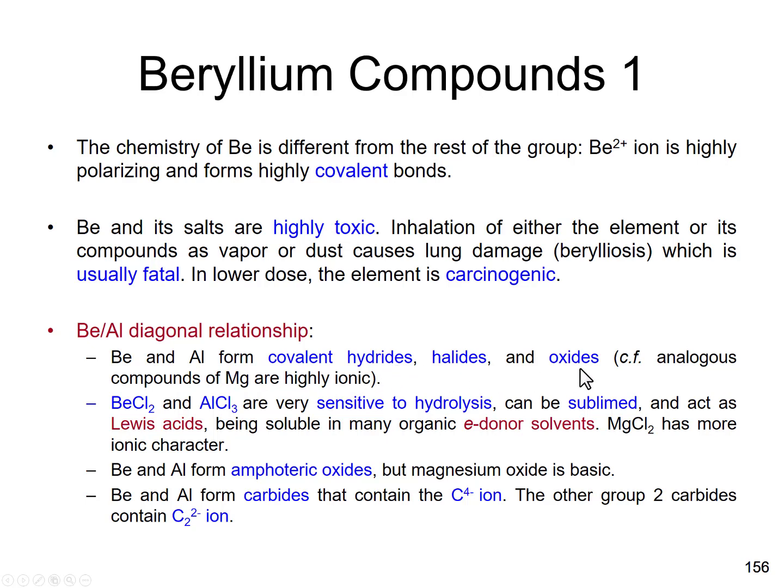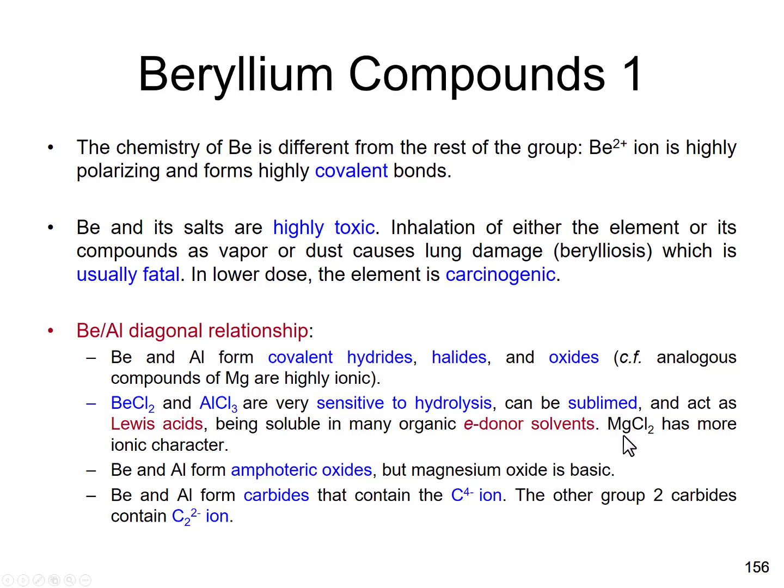The halides and oxides are also more or less covalent, and that is different from compounds that are formed by magnesium, which are highly ionic. Barium chloride, for example, and aluminum chloride are very sensitive to hydrolysis. They can be sublimed and act as Lewis acids, being soluble in many organic electron donor solvents.